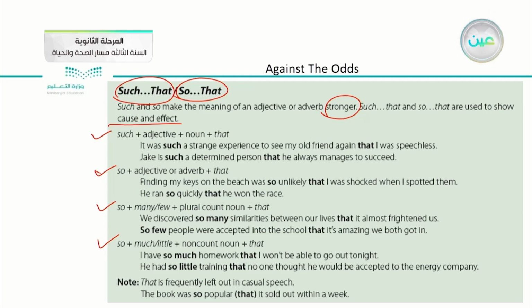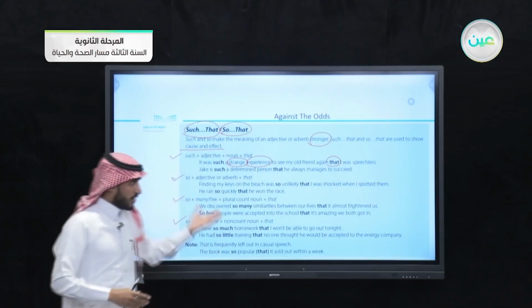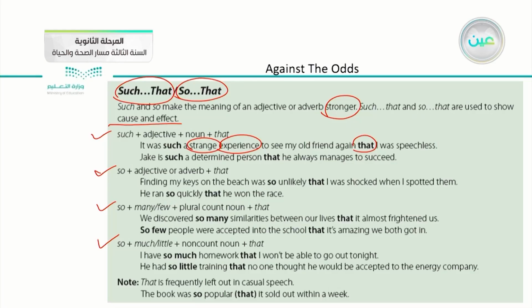In the first one, we use such when it is followed by an adjective and a noun follows the adjective. For example, we have here, it was such a strange experience. We have here an adjective, and after that we have a noun. Then we have that. When we have an adjective and after that a noun, here we use such. For example, it was such a strange experience.